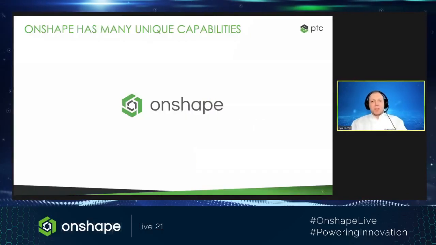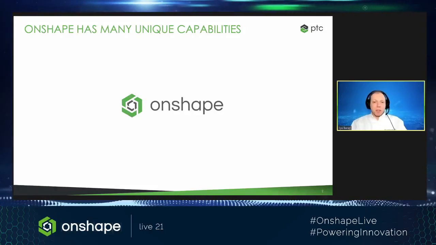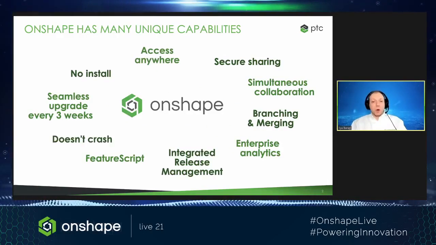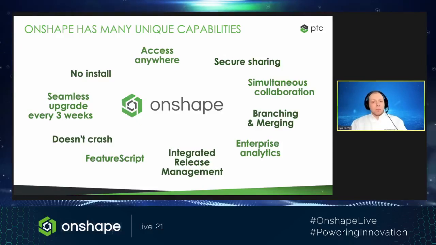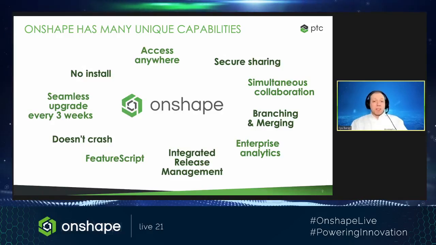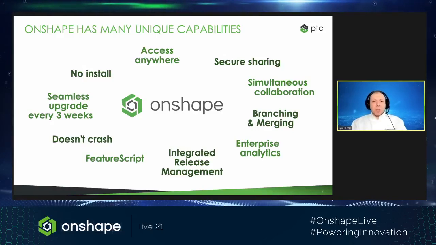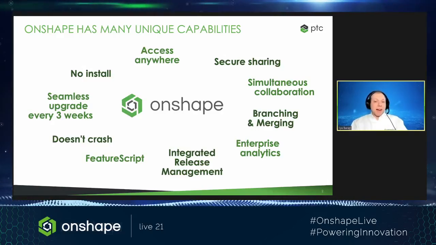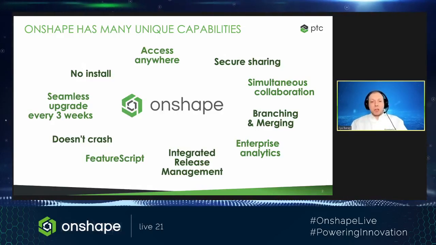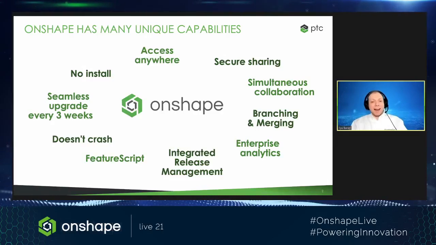So today, I want to talk about the Onshape architecture and how that architecture enables Onshape's unique capabilities. I'm talking about things like the ability to securely share a design with someone across the world and to instantly start modeling with them, branching and merging, upgrades every 3 weeks, FEATURESCRIPT, integrated release management, etc. A couple of these, like not having to install anything, are simply consequences of our decision to have a system that you access through the browser. But most of what makes Onshape unique is the result of additional architectural decisions and careful engineering on top of that. And in this talk, I'd like to give you a peek at that.